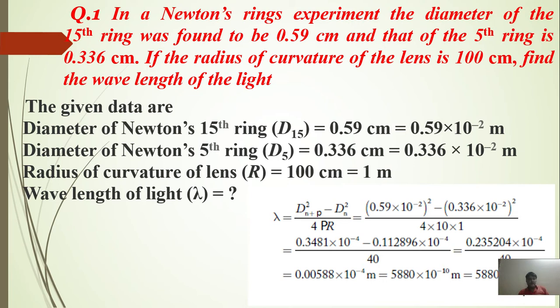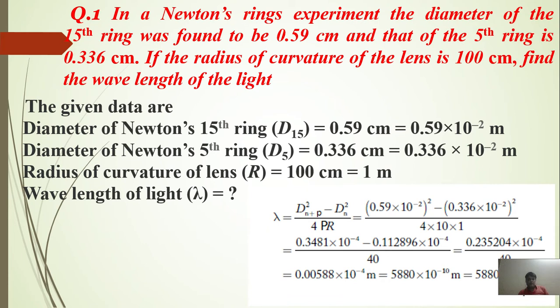The given data are: diameter of the 15th Newton ring is 0.59 cm. Converting centimeter to meter, divide by 100, so 0.59 into 10 to the power minus 2 meter. Diameter of the 5th ring is 0.336 cm, so 0.336 into 10 to the power minus 2 meter. Radius of curvature of the lens is 100 cm, which is 1 meter. The wavelength of the light is to be found out.